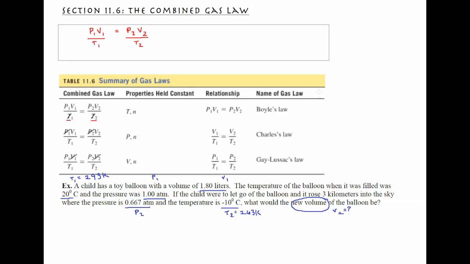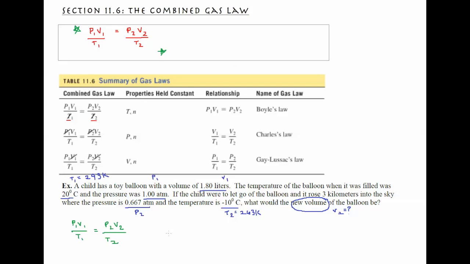All right, so I'm going to set this up for you, and then you guys will actually solve it. If you notice, my pressure is changing, my temperature is changing, and my volume is changing. So I'm not going to use one of these 3 gas laws in which only 2 things are changing. I need to use my combined gas law. I need to use this one right here. All right, so I'm going to write out the formula. P1 V1 over T1 equals P2 V2 over T2.